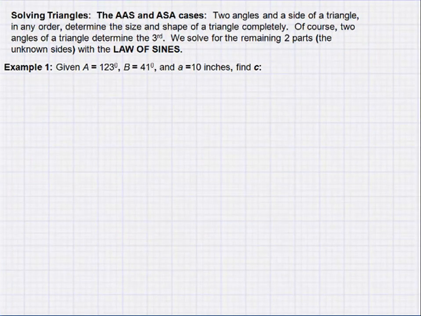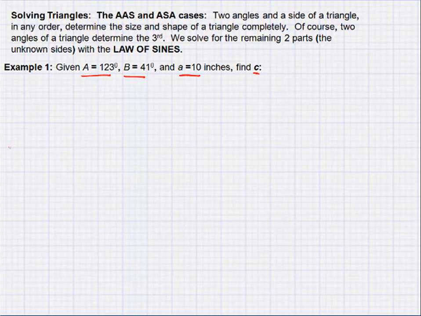So here's a situation where we have the basic two angles and a side, either angle, angle, side, or angle, side, angle, and we resolve for the remaining parts. Again, this is the most straightforward type of law of sines questions. So here's a problem. It's giving you this information. Given A is 123 degrees, B is 41 degrees, and side A is 10, find side C.